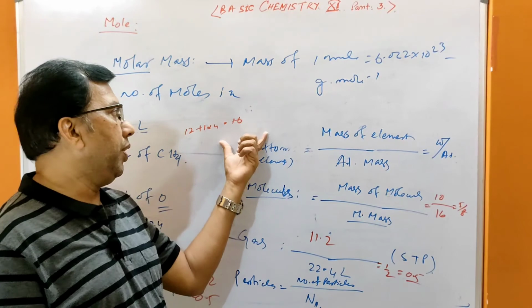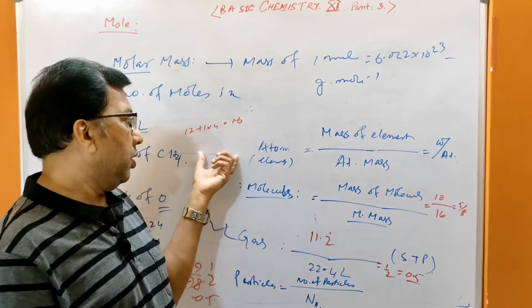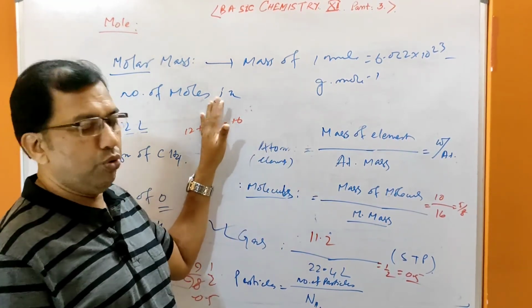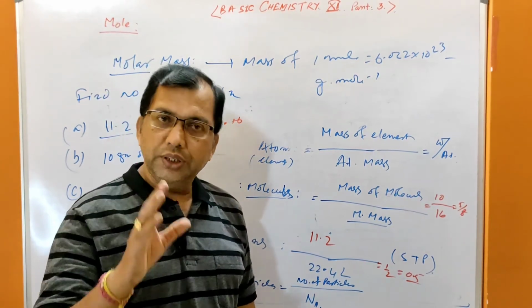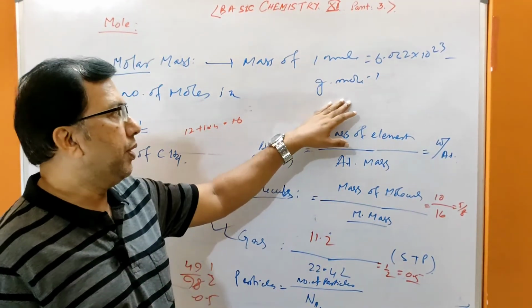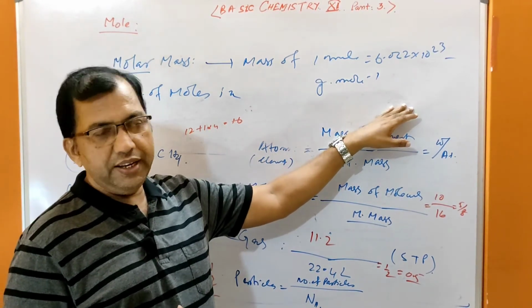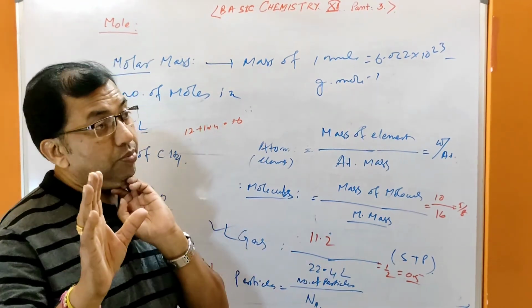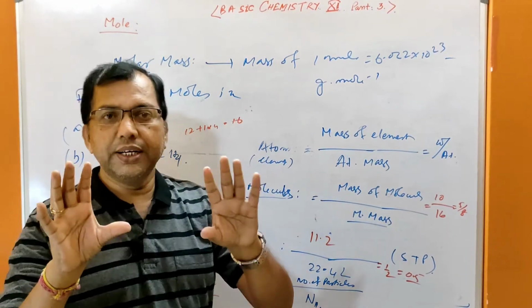Whereas the molecular formula gives the formula of the molecule. For glucose, what will it be? C6H12O6: 6 carbon, 12 hydrogen, 6 oxygen. But its empirical formula, the ratio, is CH2O. Clear? The ratio is 1:2:1. Clear? That is the empirical formula.